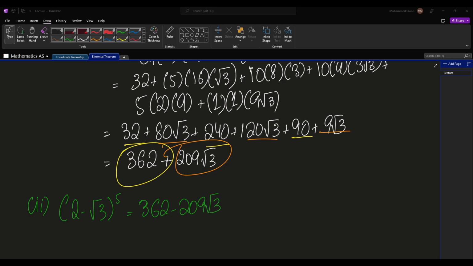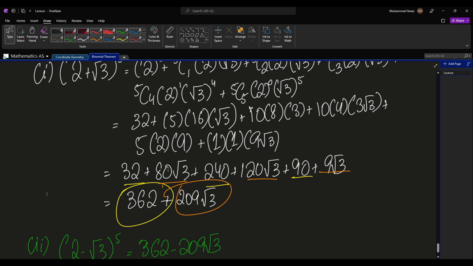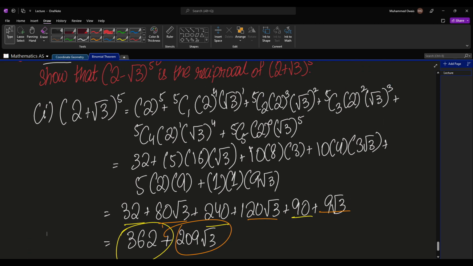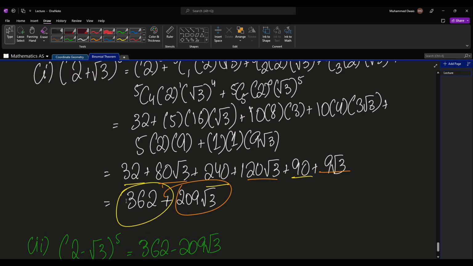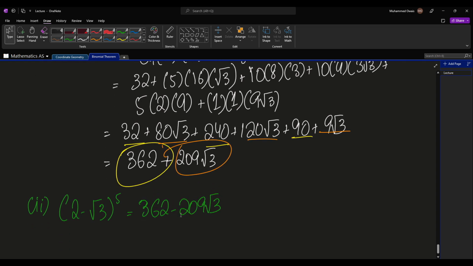Okay, it wants us to expand the term. So all I had to do this time was just replace this negative. Or if you are confused, you can just do the whole thing and replace positive under root 3 with negative under root 3. You will end up with this. All right, but it is a shortcut that if these are the same terms, all you had to do was change the negative sign.